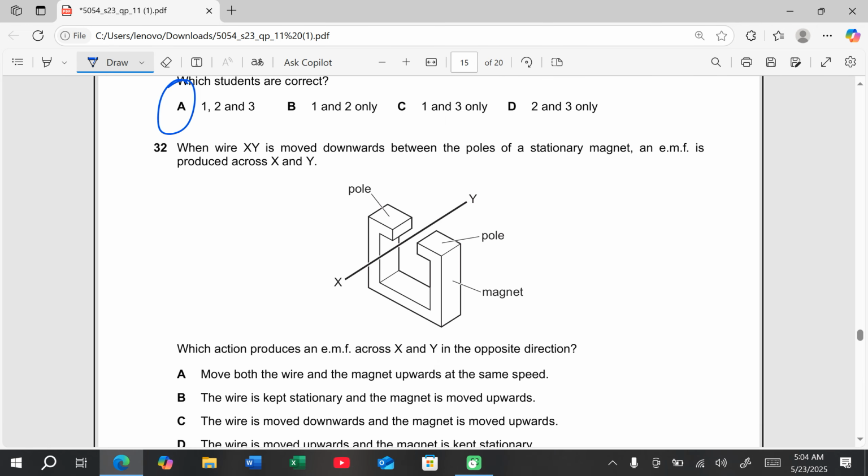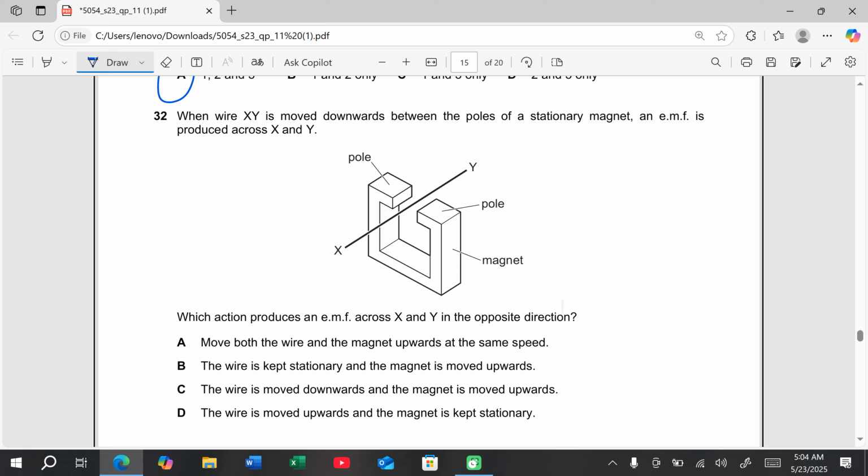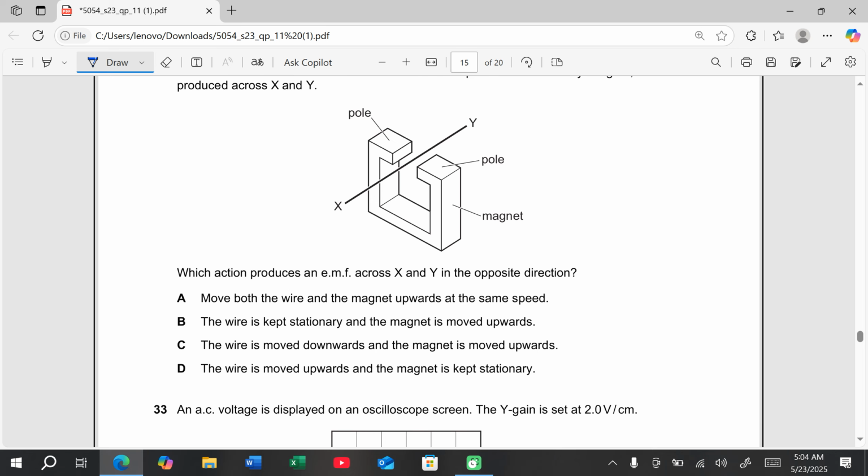Which diagram, when a wire is moved downward between the poles of the stationary magnet, an EMF is produced across X and Y. Which action produces an EMF across X and Y in the opposite direction? Move both the wire and the magnet upward at the same speed. No, that's going to be considered as stationary. The wire is kept stationary and the magnet is moved upward. That's going to be the same thing. That's not going to produce it in the opposite direction.